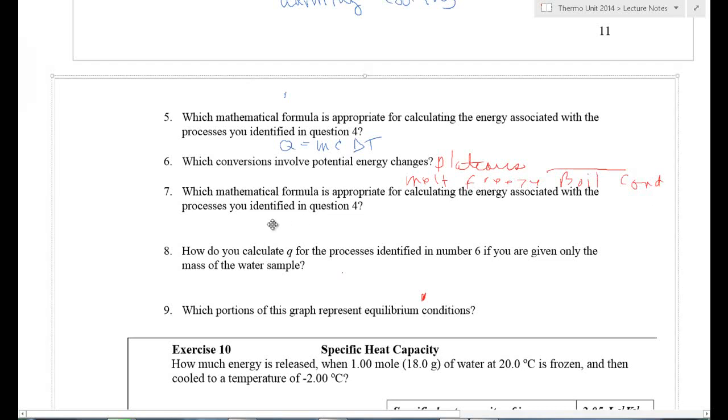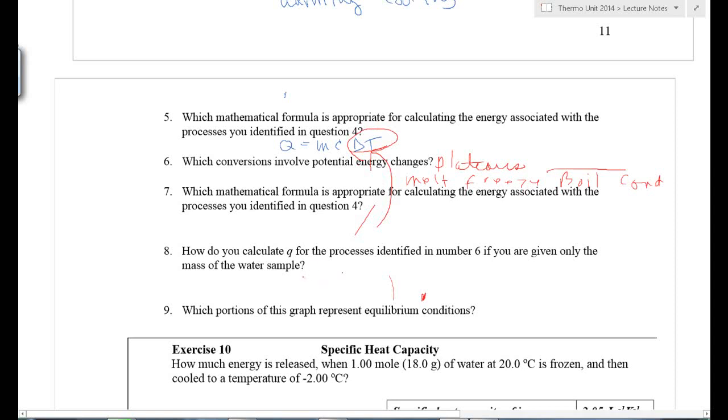So which mathematical formula is appropriate for calculating the energy associated with the process you identified in question 4? Well, question 4 was talking about the warming and the cooling, so it's going to be this equation. How do you calculate Q for the process identified in number 6? Number 6 was where we had plateaus. There is no temperature change here, so if we use Q equals MC change in T, my change in T will be 0, and it'll tell me it will take no energy.